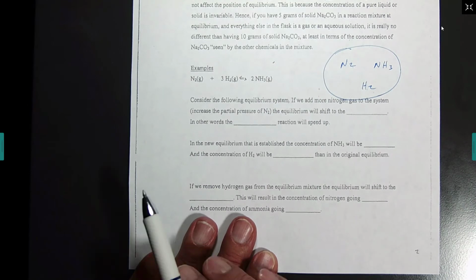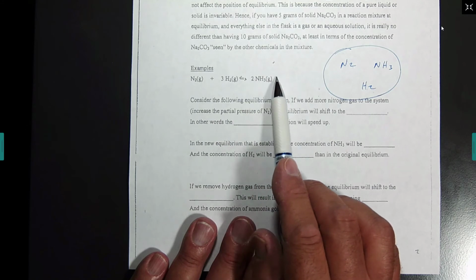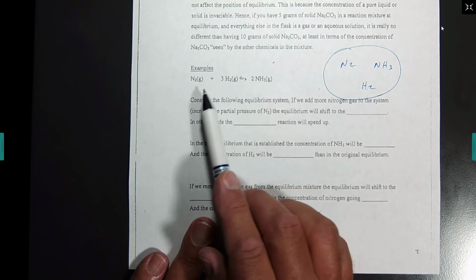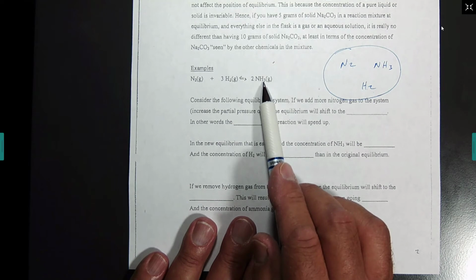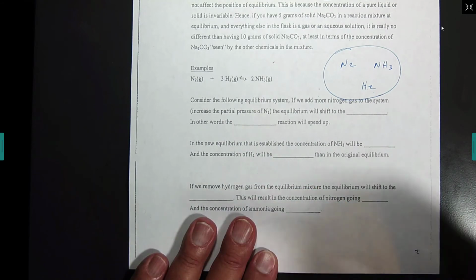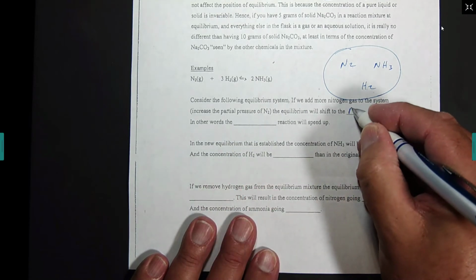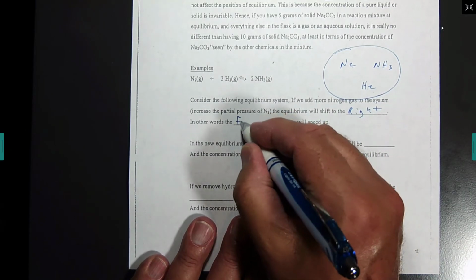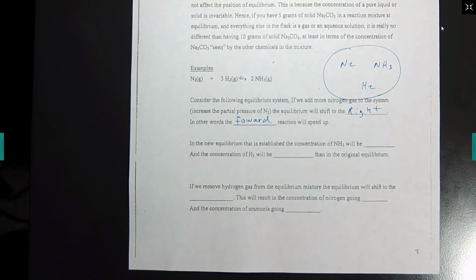How can the reaction decrease it? Oh, the reaction can decrease it by shifting to the right. If the equilibrium shifts to the right, that means it's burning up nitrogen. It's using nitrogen to make more ammonia. So if I pump more nitrogen in there, I increase the partial pressure of nitrogen, the equilibrium will shift to the right. In other words, the forward reaction will speed up. It'll hit a new equilibrium mixture. It'll come to equilibrium again.